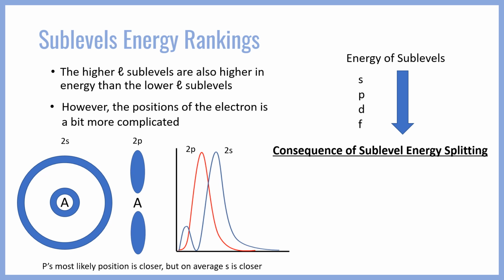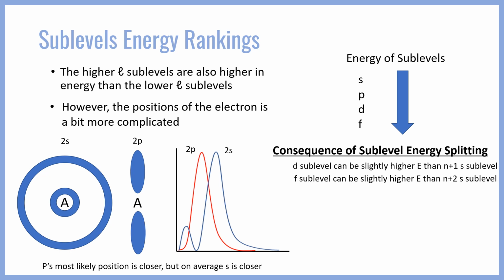There's also an interesting phenomenon known as energy splitting between the sublevels. What that means is that the D sublevel and the F sublevel actually intervene between the energy rankings as the energy levels change. Let's break that down a little bit. The D sublevel can actually be slightly higher in energy than the S sublevel of the n+1 energy level. So a 3D orbital can be higher in energy than the 4s orbital. And that leads to some rather tricky effects when it comes to how electrons fill into the atom.